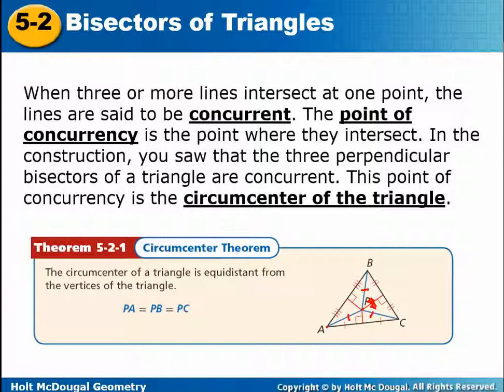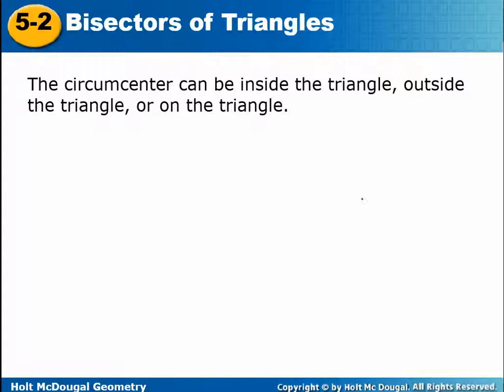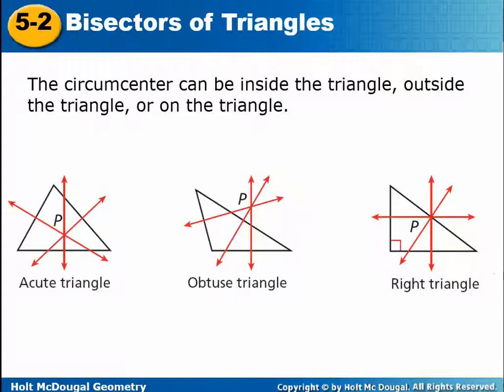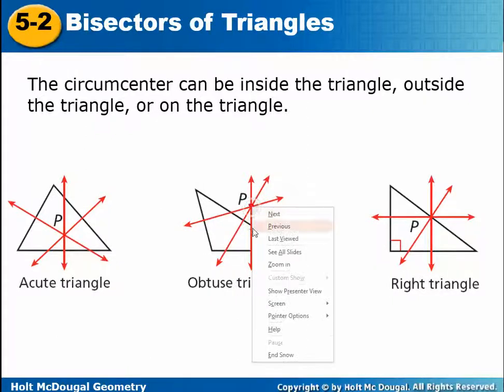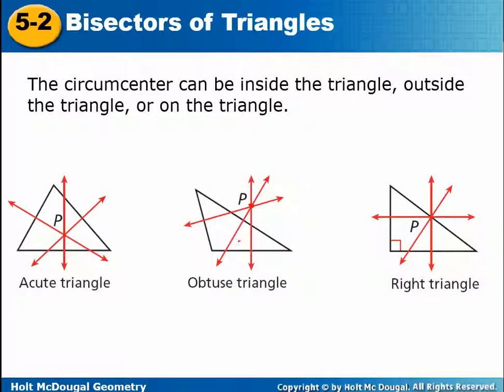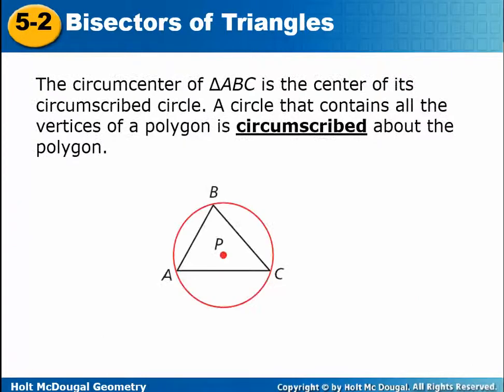So isn't that interesting? The circumcenter can be inside the triangle, outside the triangle, or on the triangle. It depends on what kind of a triangle you start with. If you start with an acute triangle, that circumcenter will be inside the triangle. If you start with an obtuse triangle, they still will all intersect at the same point. You will still get a circumcenter, but it'll be outside the triangle. And if you start with a right triangle, the circumcenter will be right on the edge of the triangle. So you could try it and find out.